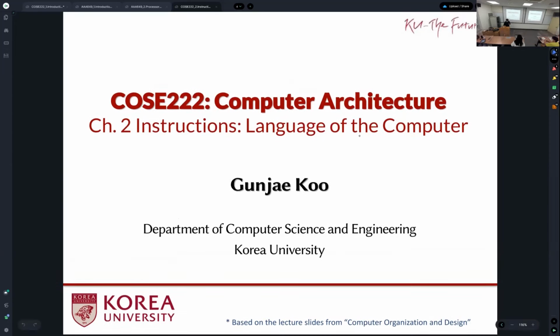Okay. In chapter 2, we will learn about the instruction and instruction set architecture. If you see the subtitle of chapter 2, it is the language of the computer. In chapter 1, we learned that we write code using high-level programming languages. But computer systems cannot understand these high-level languages, so they should be translated into machine languages. And then these machine codes are executed by computer hardware.